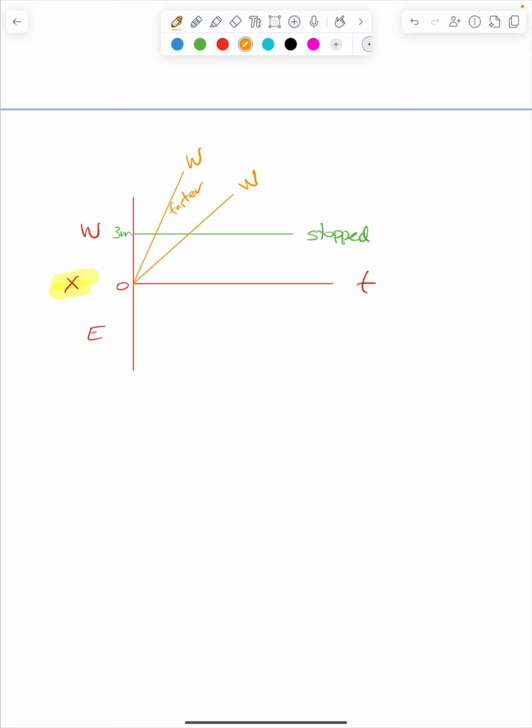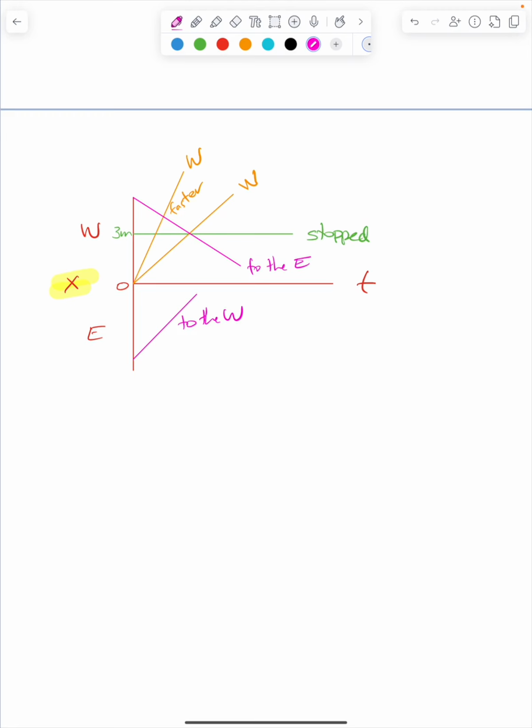Now, what about some other weird directions? What if we do magenta here, and I'm going this way? Which direction am I heading? I'm in the west, but which way am I heading? I'm going to the east. I haven't got there yet. I haven't passed the origin, but I'm heading towards the east. Similarly, this is heading towards which direction? The west. I'm not in the west yet, but I will be soon.